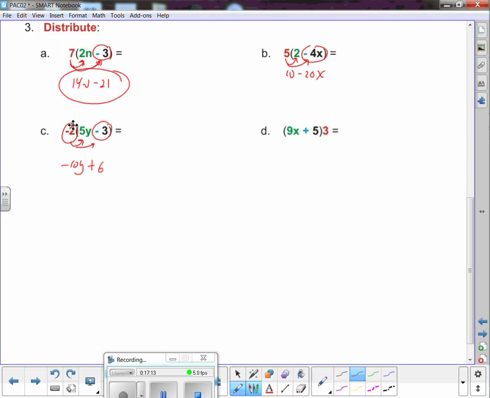Now, if you look at D, the distributing's kind of backwards, isn't it? The parentheses in the front and the numbers in the back. What are we going to do with that? Anybody have an idea? Somebody raise their hand. Any ideas? Emily, what do you want to do with that?